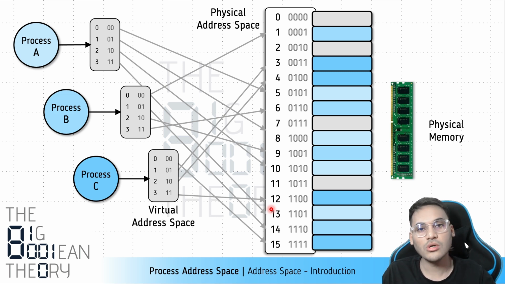Within the process control block, you store all of the mappings between virtual and physical addresses in a table, which is called the page table. And that is how it is represented in the PCB. Okay, so that is how the address space is stored.